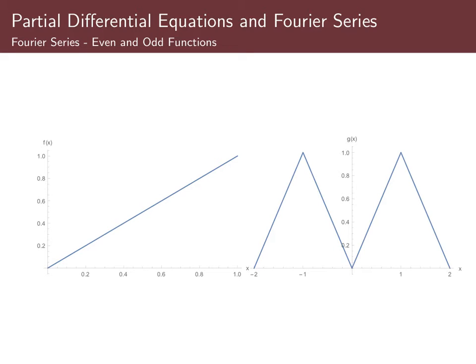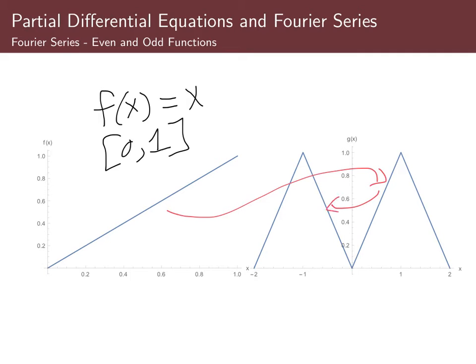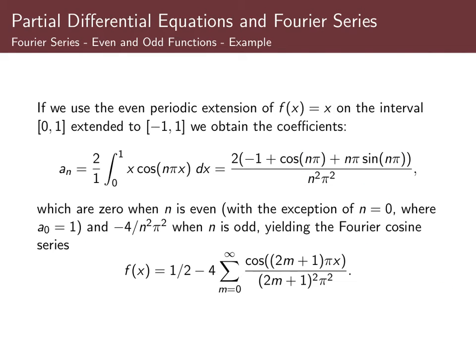So say, for example, we have the function f of x equal to x on the interval 0 to 1. This is just the straight line we're accustomed to. The even periodic extension reflects this line about the y-axis and then proceeds to make the function 2 periodic thereafter. So notice every 2 units this guy repeats itself. Once we have this extension, what we can do is find the function's Fourier series.